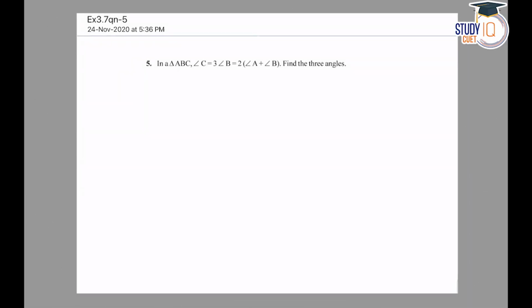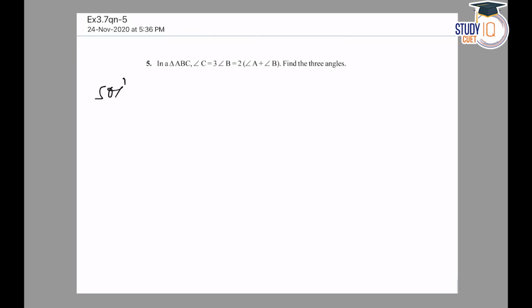Hello student, this is NCERT Maths class 10th exercise 3.7 question number 5. In question number 5 it is given that in triangle ABC, angle C equals 3 times angle B, which equals twice the sum of angle A and angle B. Then find the 3 angles of the triangle.